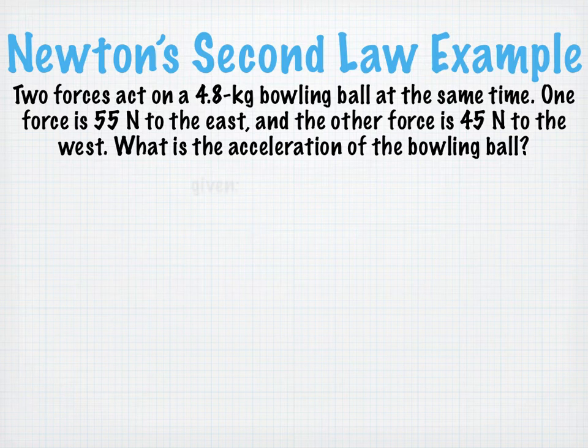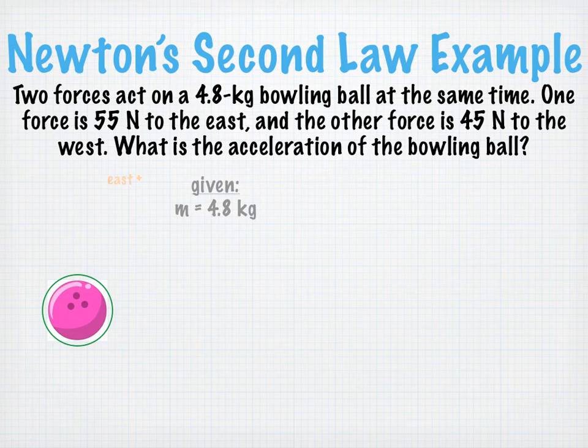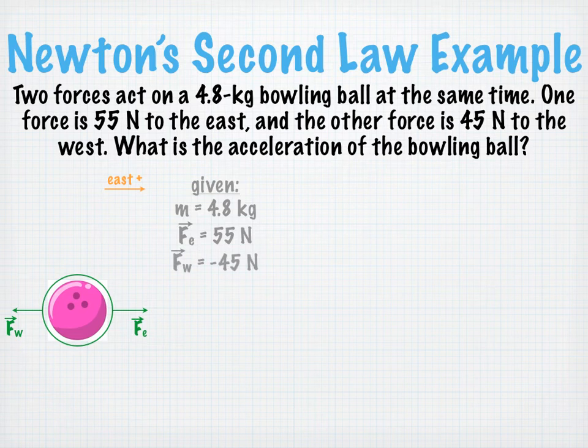Okay, so what are we given? We have a bowling ball with a mass of 4.8 kilograms. The bowling ball has some forces acting on it, so we'll draw a free body diagram for the bowling ball. But first, let's choose east to be to the right and to be the positive direction. The problem tells us that there's a force on the ball to the east with a magnitude of 55 newtons, and there's a force to the west of 45 newtons. Since the force to the east is in the positive direction, we'll give it a positive value. Since the force to the west is in the negative direction, we'll give it a negative value.